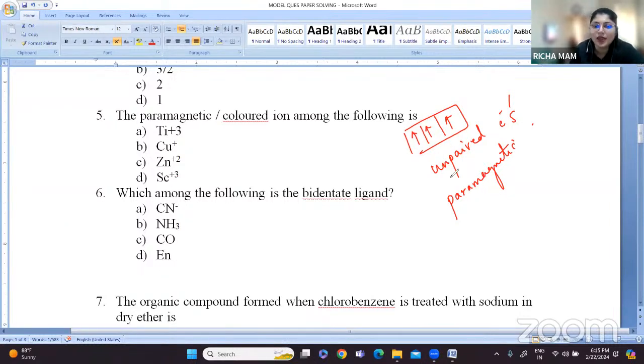So this is a question from which topic? Coordination chemistry. So we have discussed these things also. When you have paired electrons, the behavior is diamagnetic, and when you have unpaired electrons, it is paramagnetic. These will be colored. So which is the colored ion among the following? A, titanium plus 3. Then copper plus 1, then C, Zn plus 2, and D, scandium plus 3.